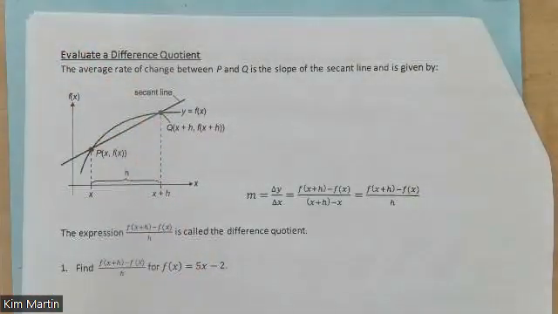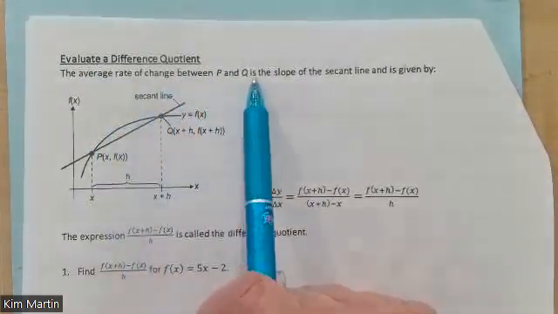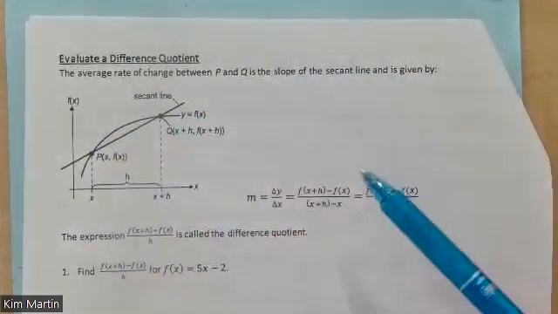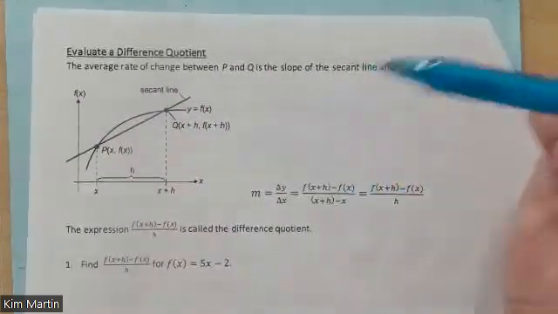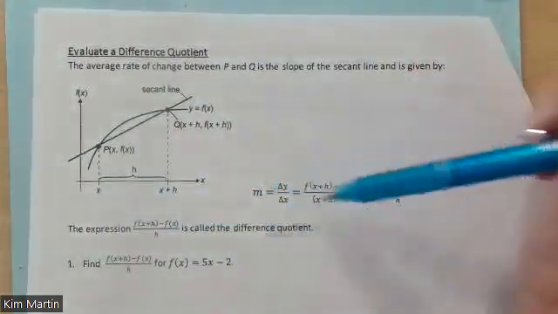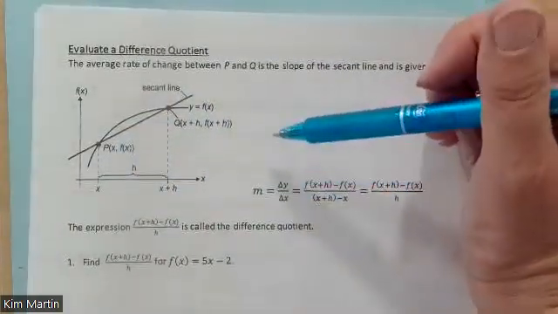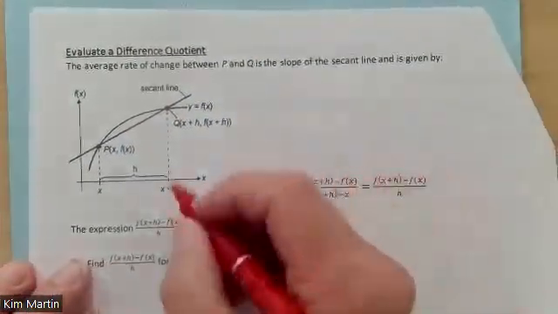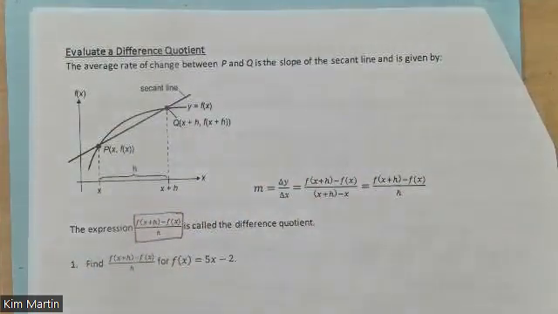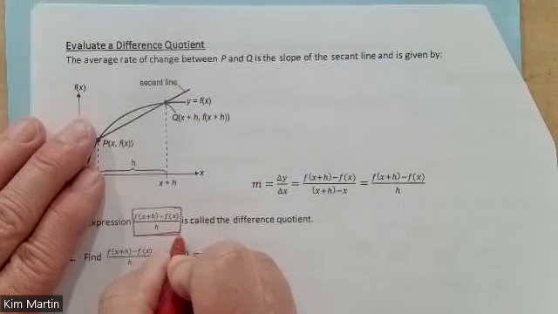So here's what we're talking about. The average rate of change between P and Q is the slope of the secant line, and it's given like this. The expression here is called the difference quotient because it just comes from this diagram. Now, for you guys, here's what you're going to do. This is the difference quotient. That is it. It will be given to you. It's not something that you have to memorize.